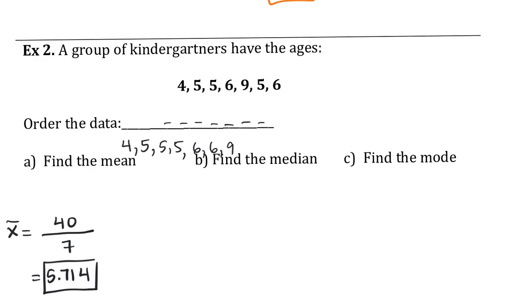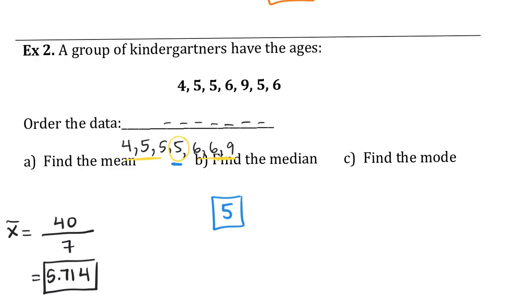The median is the middle. So 1, 2, 3, 4, 5, 6, 7. I want to find the middle number. There are 7 total, which means if I do 3 on this side and 3 on this side, the exact middle number is this 5. So the median is this 5 because it's in the middle.